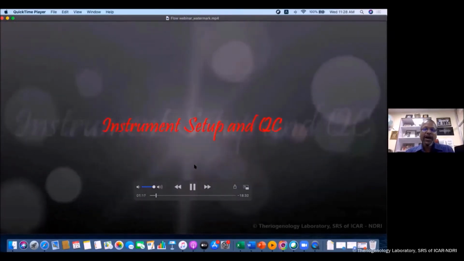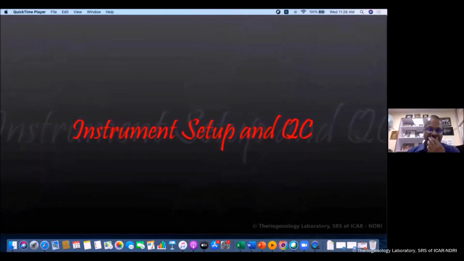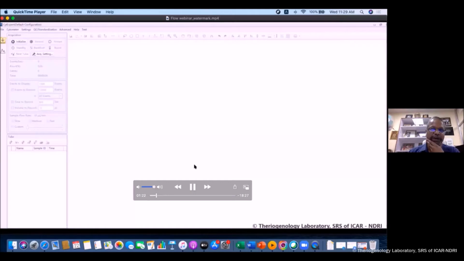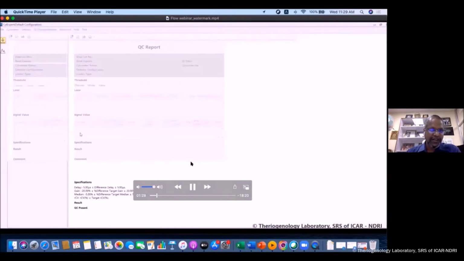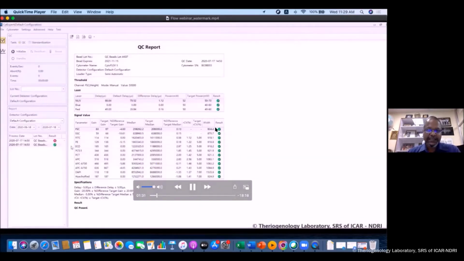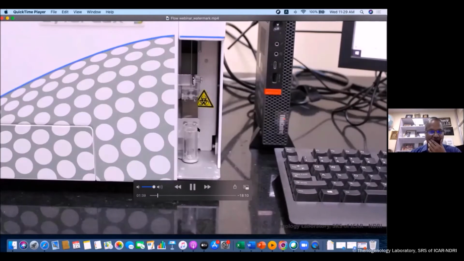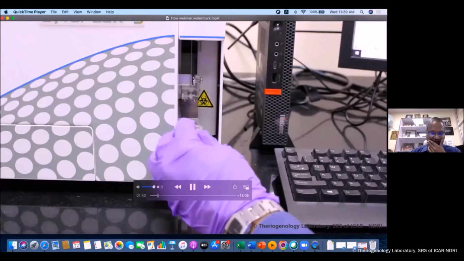So now I will come to QC. I will first show how it is done in my machine, because every day when you start the machine, you have to go for QC. And there are some lots and other things. This is the QC report, and this is the loader in which the samples are loaded once it's initialized.